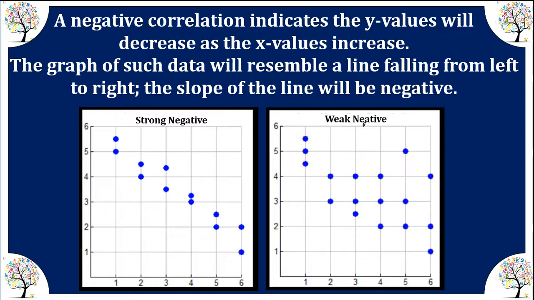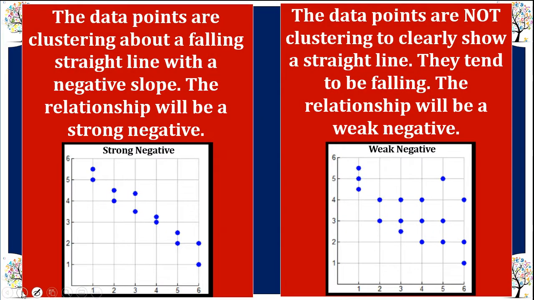And we need to put a G here for negative. We do have a negative correlation. As the x values increase, the y values are decreasing, giving us that negative slope, but they're scattered and not as clustered as our example to the left, so we call it weak negative. So again, you may want to pause the video and write these 2 descriptions in your notes.